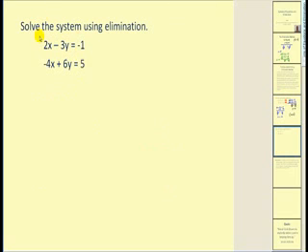Let's take a look at another. This time I'll try to eliminate the y terms. Since we have a minus 3y and a positive 6y, if we can make this a minus 6y, they'd be opposites. So in this case, we only have to multiply the first equation by positive 2. We can leave the second equation exactly the same. So the result would be 4x minus 6y is equal to negative 2. Second equation remains the same.